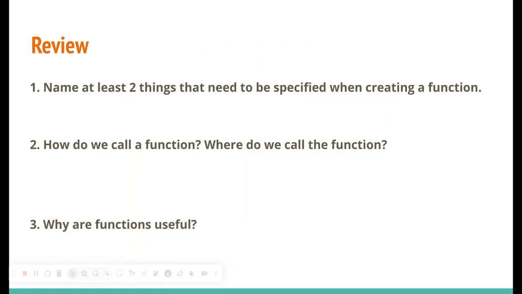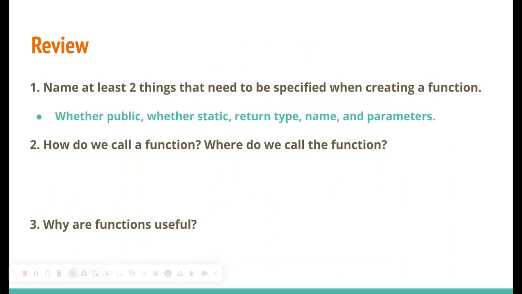All right, finally, let's go over some review. 1. Name at least 2 things that need to be specified when creating a function. So here are all the possible answers. You could say whether it's public, whether it's static, its return type, its name, and its parameters.